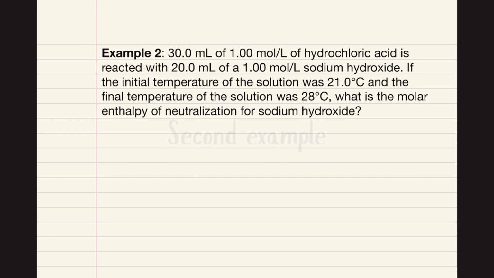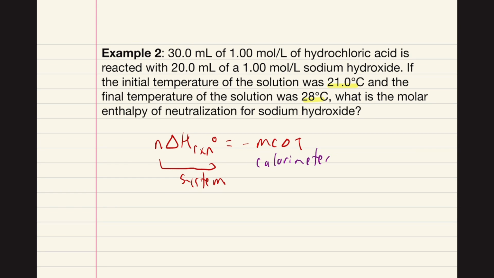Now for this question, because we have temperatures given, we know that it is going to be, once again, part calorimetry and part regular molar enthalpy of reaction. And so our go-to equation is going to be this, where the moles multiplied by the molar enthalpy of reaction, this, of course, is going to be for the system, is equal to negative MC delta T of the calorimeter, which, of course, in our situation here is going to be the solution.